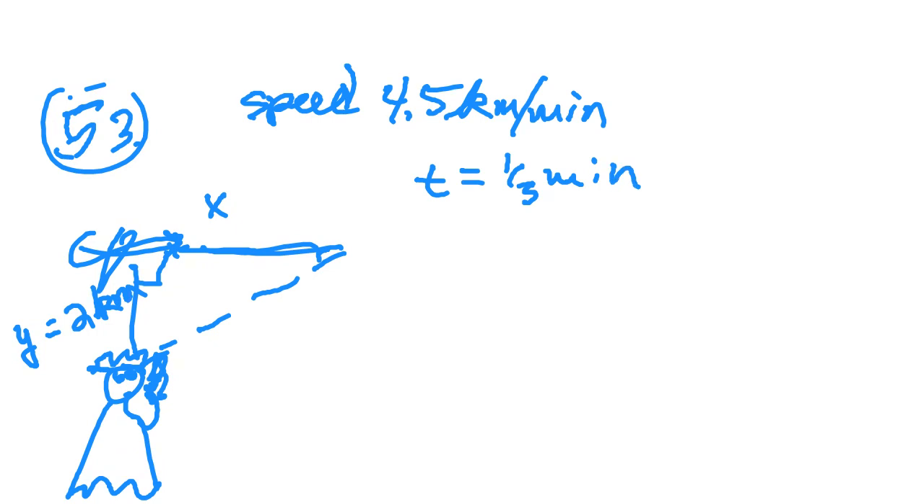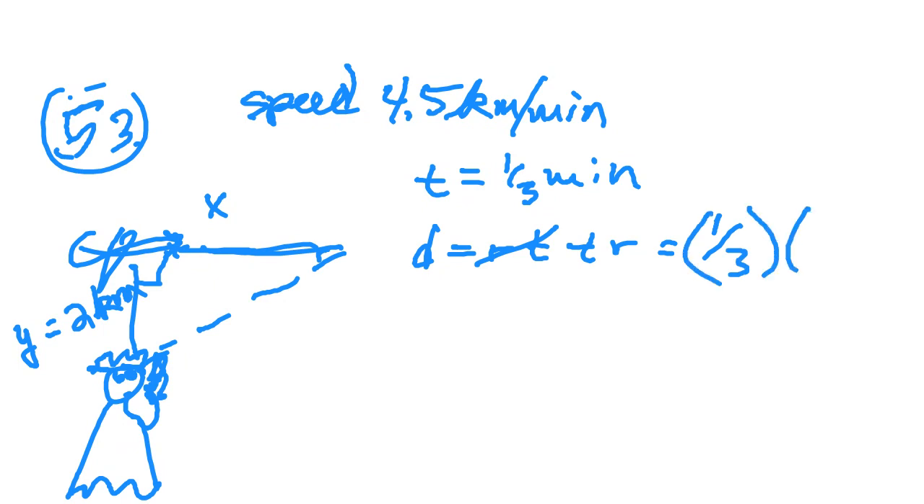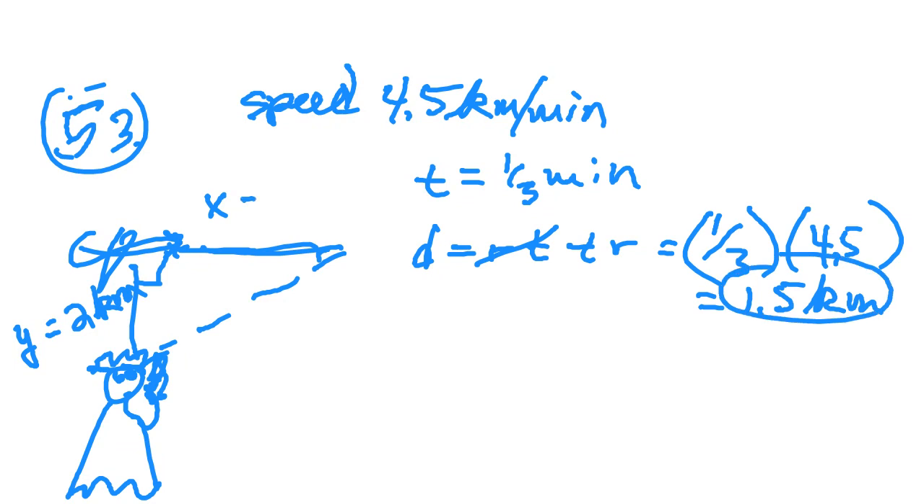What would X be? Well, distance equals rate times time, or some people prefer to put TR because that's my initials, Tim Ryle. But anyway, rate times time is 1/3 of a minute times the rate, which is 4.5 kilometers per minute. And the minutes would cancel and you're left with kilometers. So this ends up being 1.5 kilometers. So that's how far the plane is to the right. So X would be 1.5 kilometers to the right after 20 seconds.